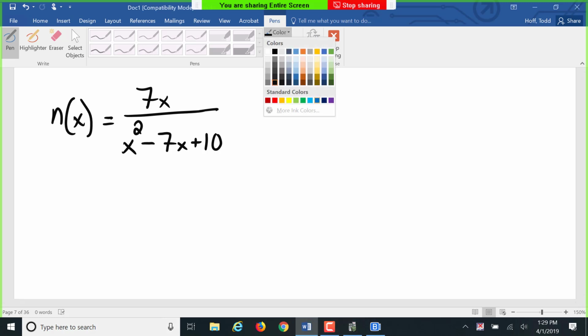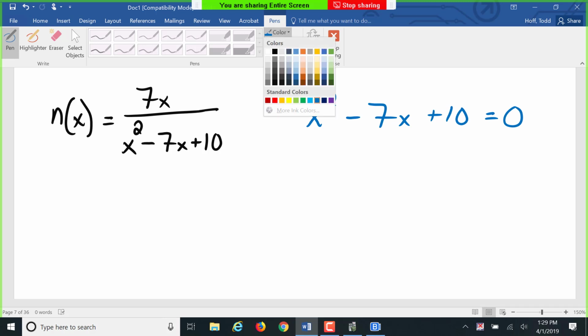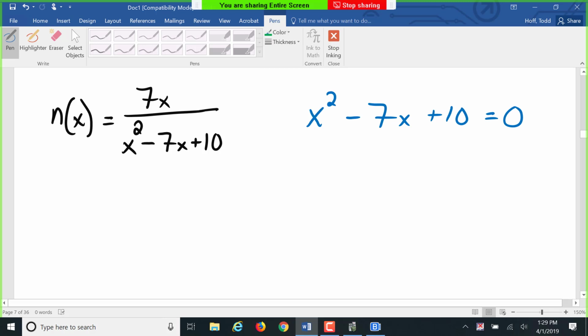So here, the only restriction we have is x squared minus 7x plus 10 cannot equal 0. So we're going to solve it as though it does equal 0 to figure out what values would make it equal 0. So we're going to factor it. Because it's a quadratic, has both an x squared and an x in it, we can solve it by factoring. So x squared minus 7x plus 10 factors to become what?